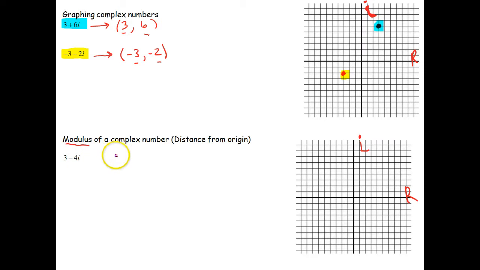So modulus just means the distance from the origin. So if I graph 3 minus 4i, I would go over 3 and then down 1, 2, 3, 4 right there. And now the distance from the origin would be this distance right here.